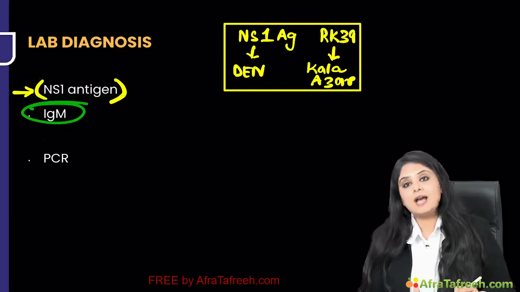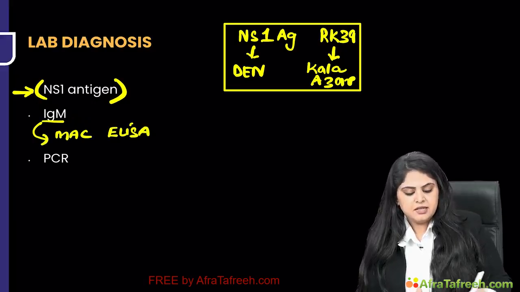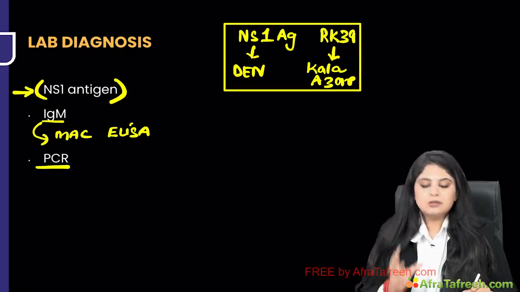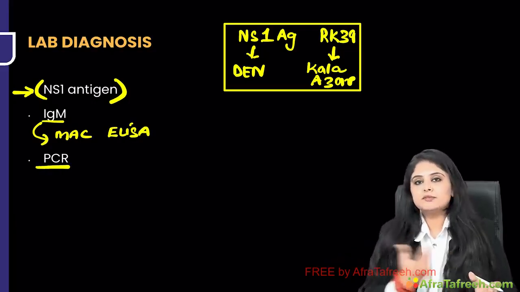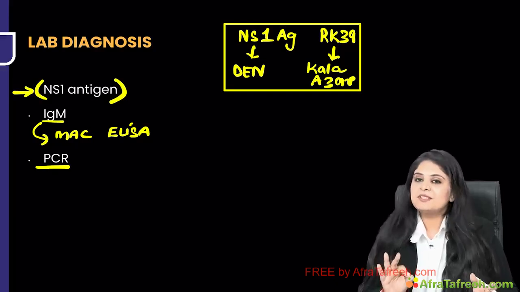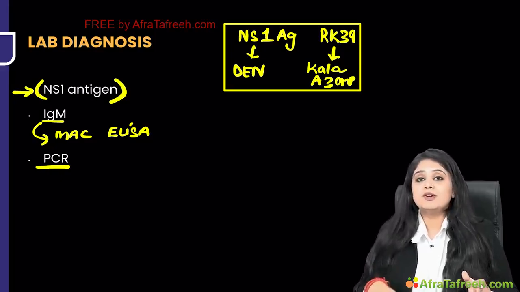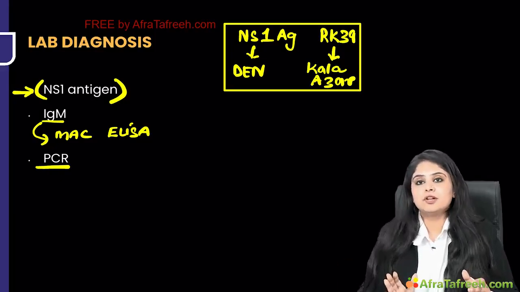Of course, you can do antibody testing also. Antibody testing is done for IgM using something known as MAC ELISA, but then nothing can beat genetics. Although for dengue, honestly, you don't need genetics because antigen antibody is good enough to make the diagnosis, but I had to copy paste PCR everywhere and I have done that. I hope everyone's okay with this because all your arthropod-borne infections are sorted.